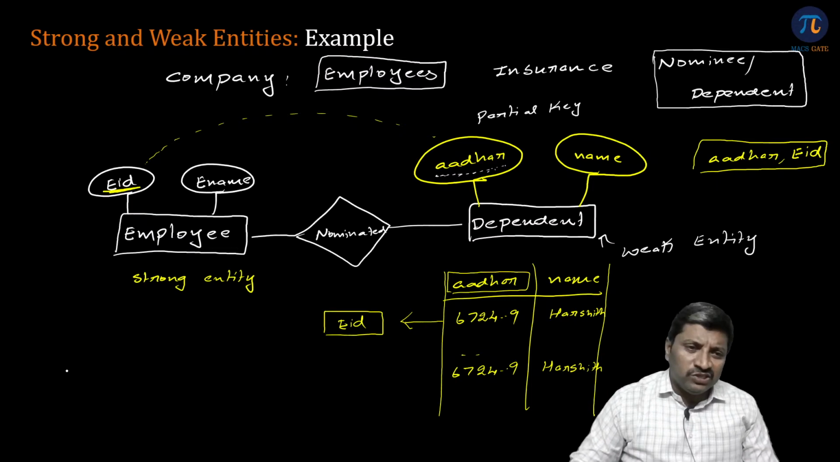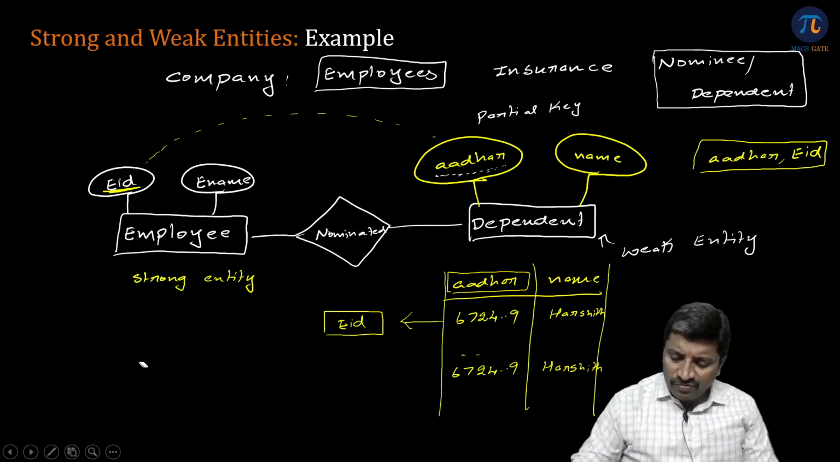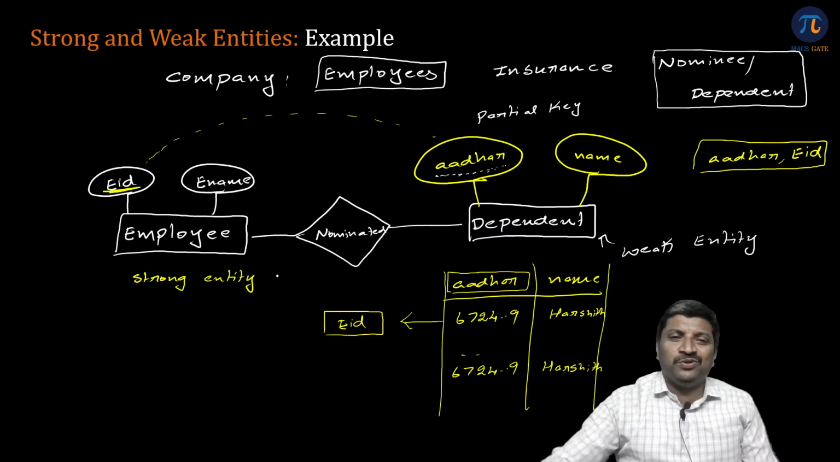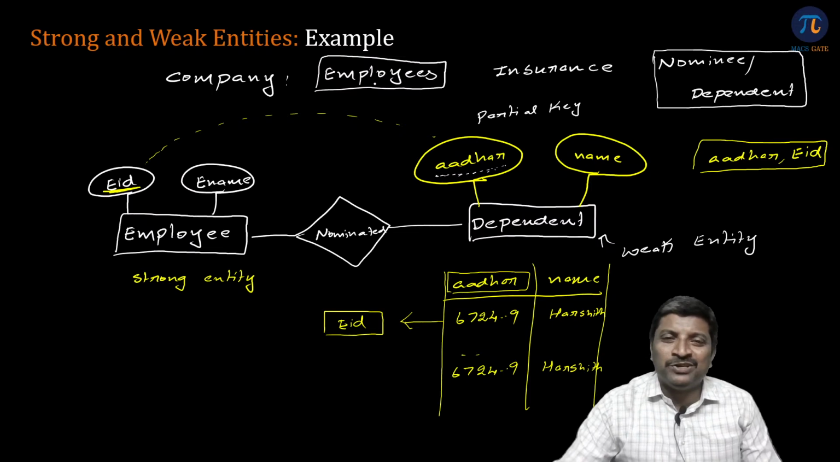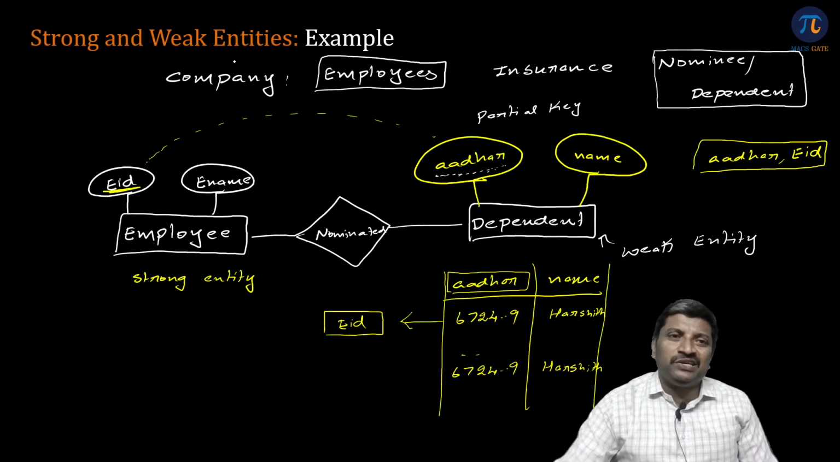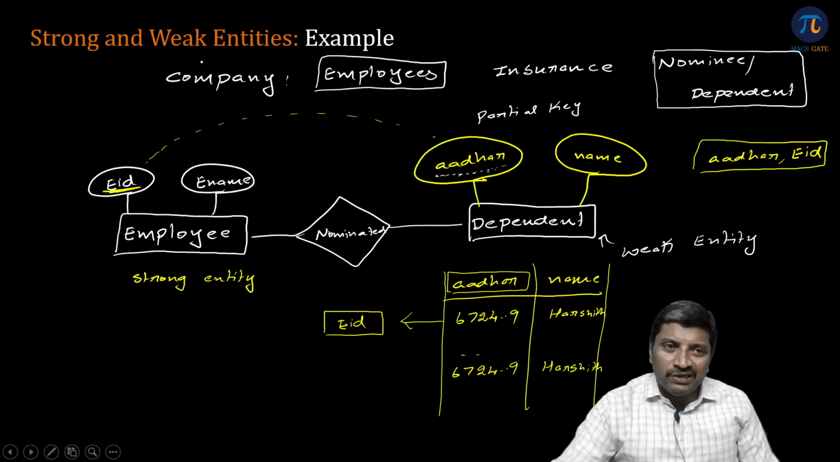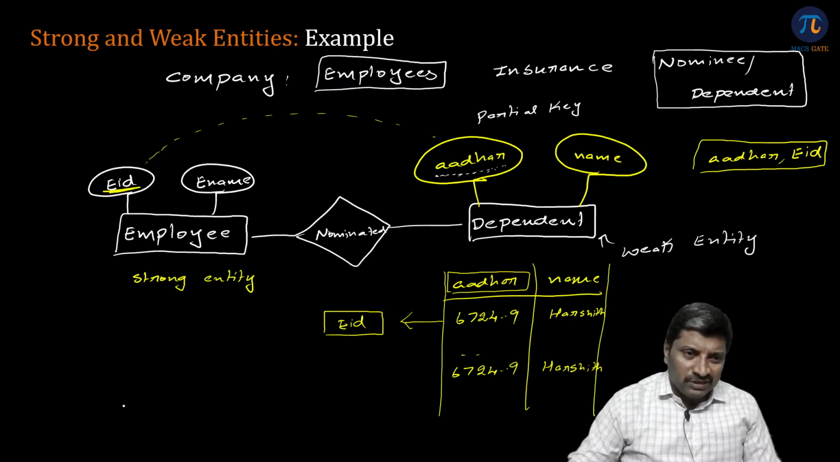I can give one more example also, sir. But because of space, it's not possible to give one more example here. Anyway, hope you understood strong entity and weak entity. A strong entity is an entity which has a key on its own. A weak entity is an entity which doesn't have a key on its own.